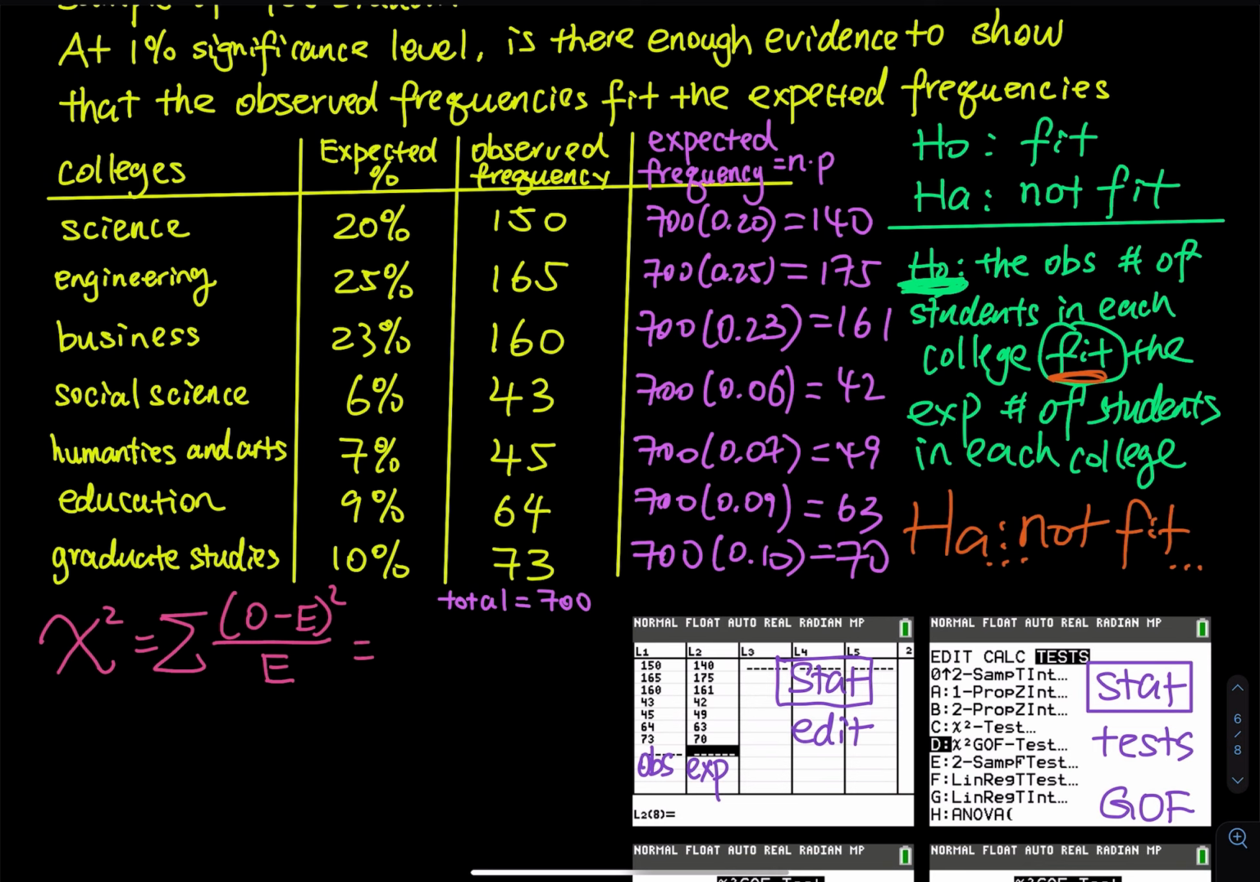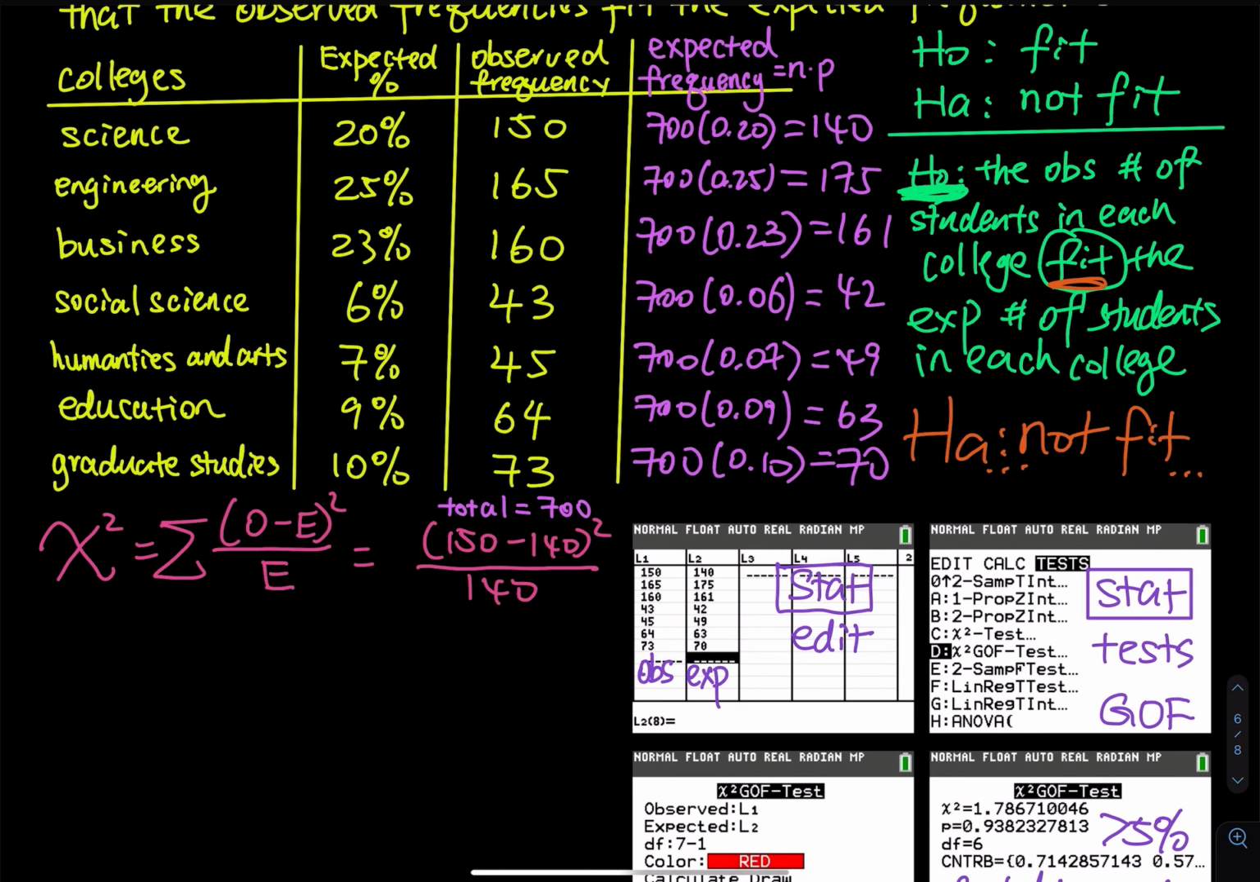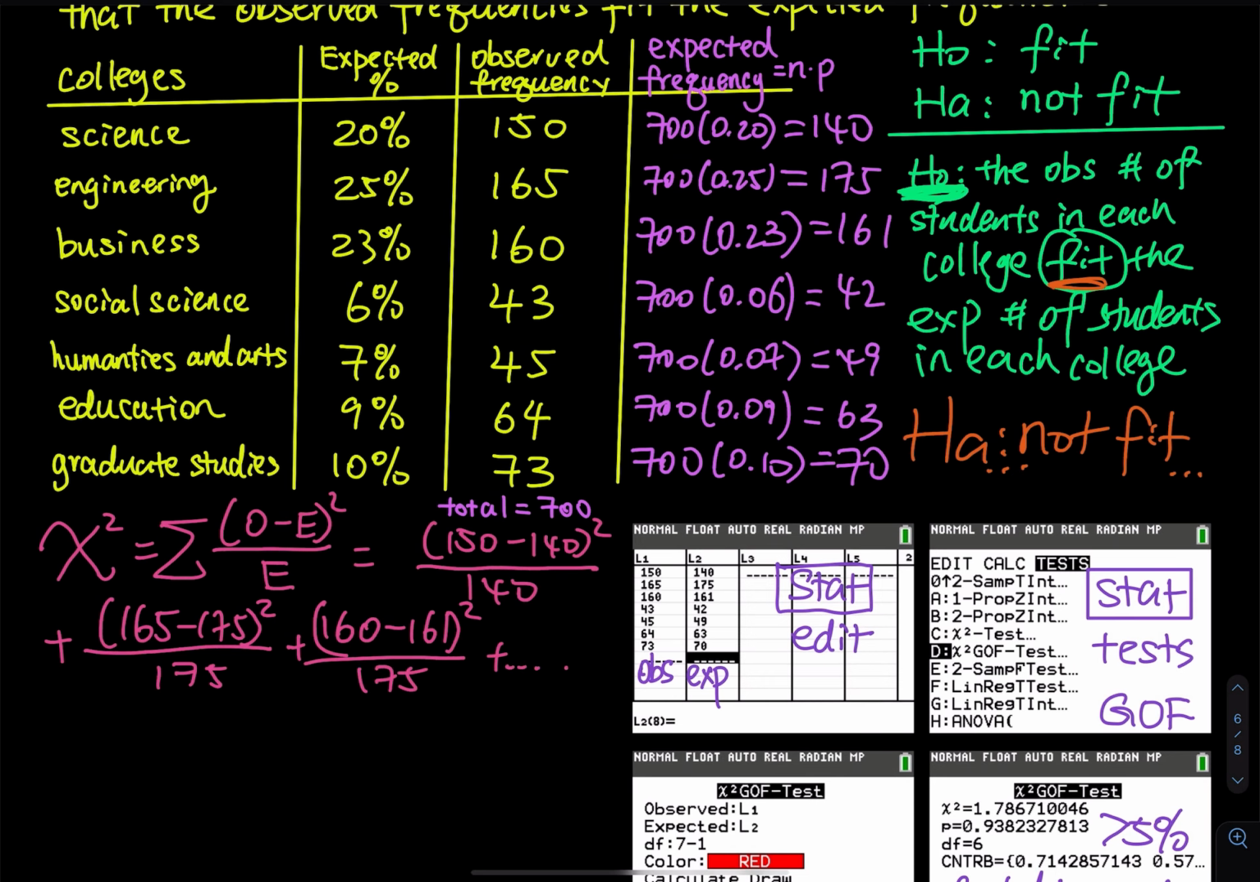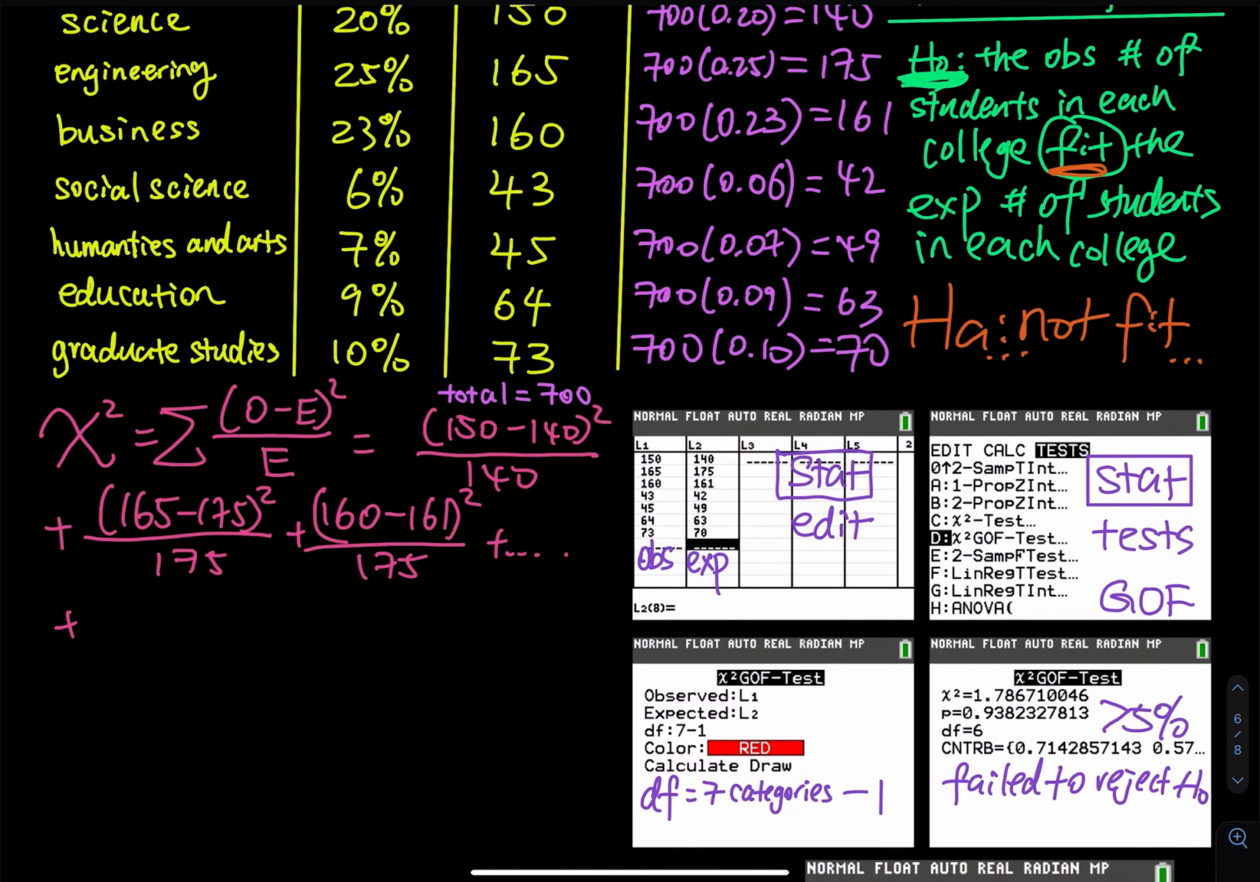So for science, observed is 150, expected is 140. You square the difference, you divide by 140. And then for engineering, you have 165 minus 175, squared, divided by 175. And then for business, you have 160 minus 161, squared, divided by 161, and then you keep going until you reach graduate study, which is 73 minus 70, squared, divided by 70. So what is that approximately equal to?